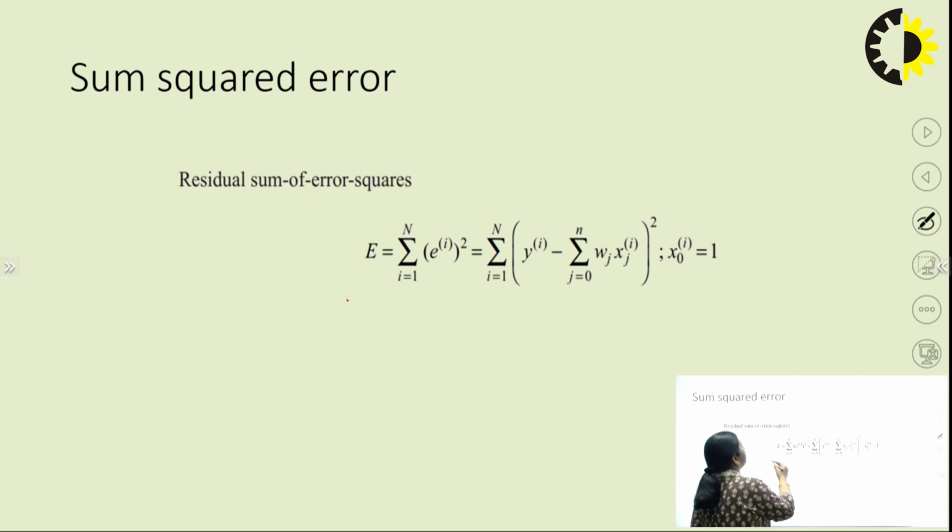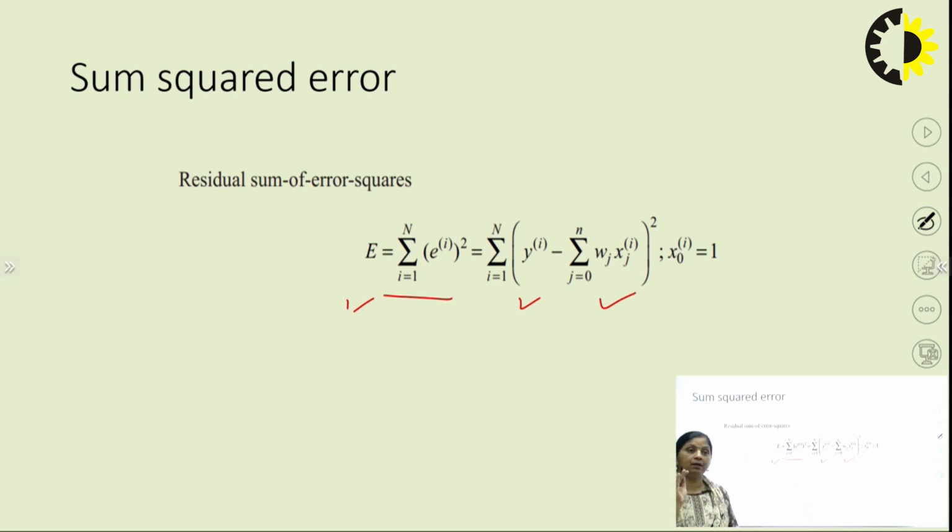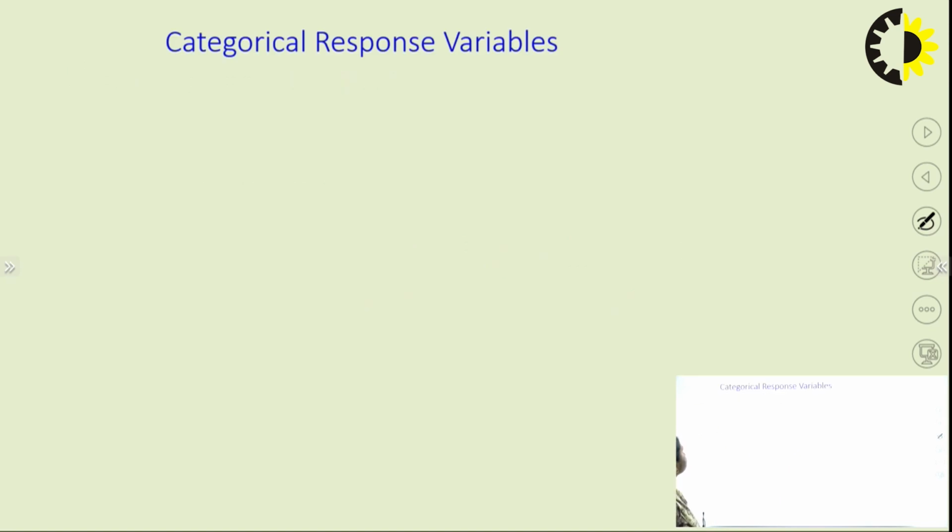The total error is the residual sum of squares. What is the total error? It is the sum of squares, that is, actual value minus predicted value, whole squared, and then summation. So, what is our aim when we are learning this linear regression? We want to minimize this sum of squared error. So, this is all about our linear regression.